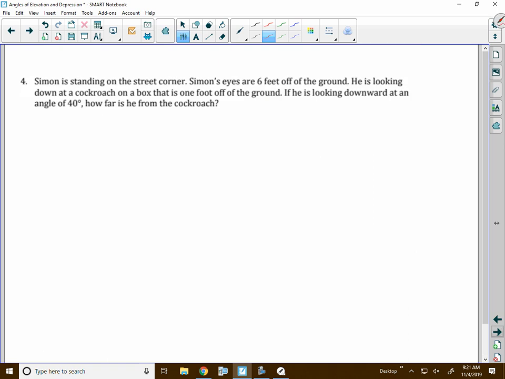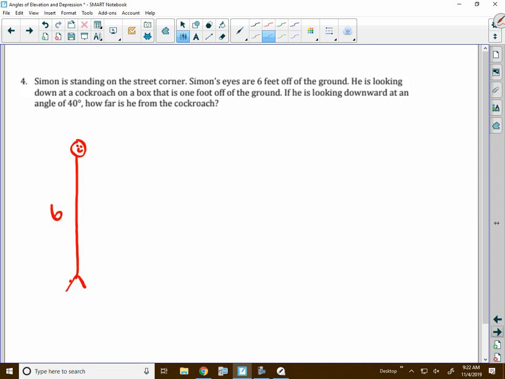All right, number 4. Simon is standing on a street corner. His eyes are 6 feet off the ground. Okay, so here he is, 6 feet off the ground. Look how tall he is. He is looking down at a cockroach that is on a box that is 1 foot off the ground.